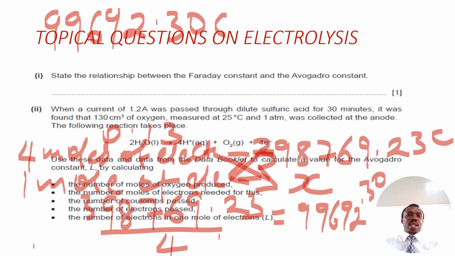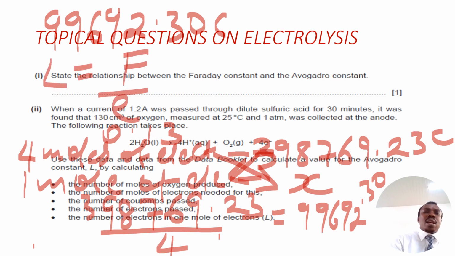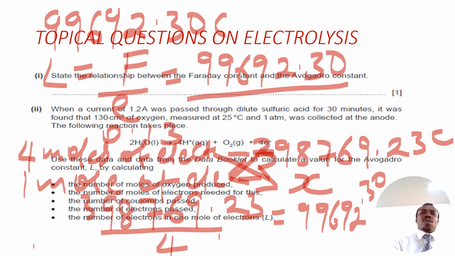The Faraday's constant when a current of 1.2 ampere was passed through dilute sulfuric acid for this electrolytic process. So for this experiment, this is the Faraday's constant. So we already have the Faraday's constant. We are asked to calculate the Avogadro's constant, which is L. L now will be equal to what? F over e. Our Faraday's constant is 99692.30. Then the charge on one electron, which is e. e is the charge on one electron, 1.6 times 10 raised to power minus 19.